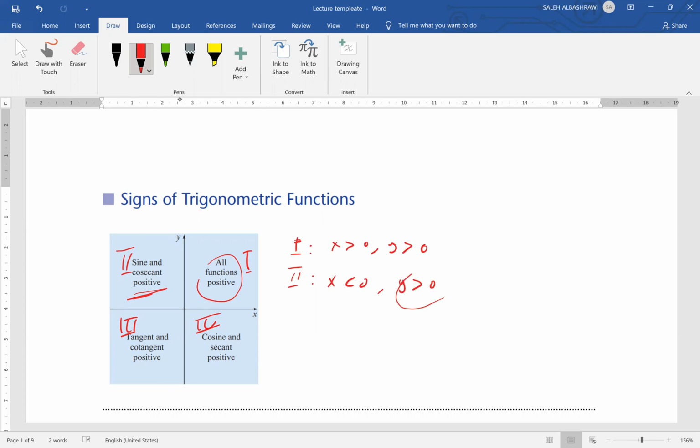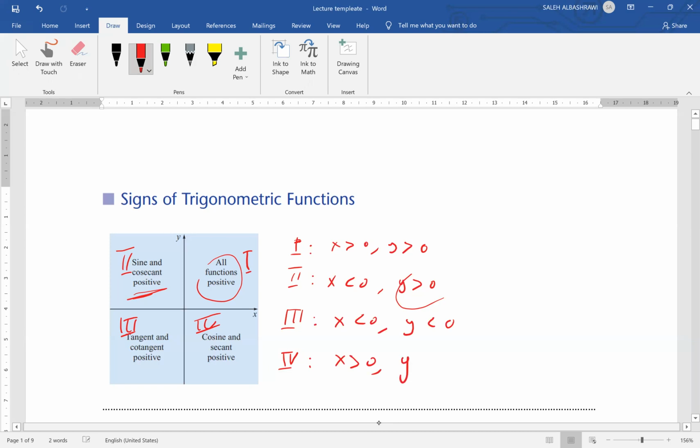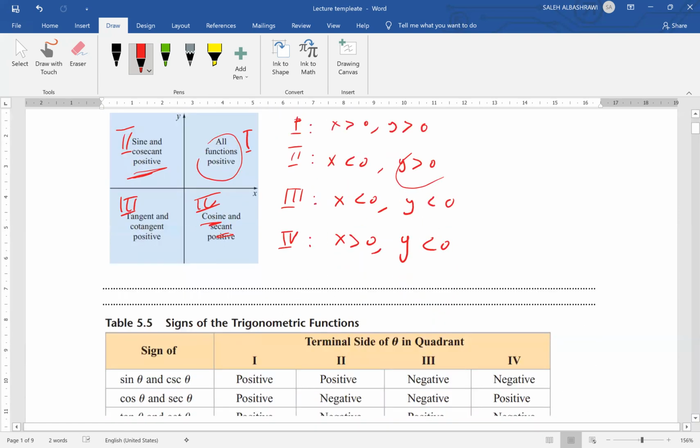In the third quadrant, x is negative and y is negative. So it means that only tangent and cotangent are positive in the third quadrant. In the fourth quadrant, x is positive and y is negative. So this will give me cosine and secant positive in the fourth quadrant. And this is given in this table now.